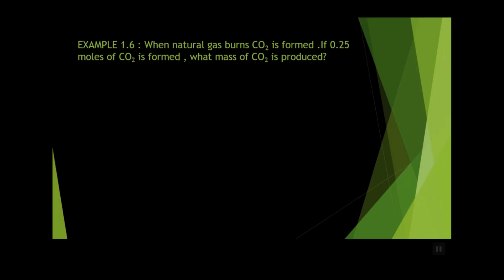When natural gas burns, CO2 is formed. If 0.25 moles of CO2 is formed, what mass of CO2 is produced? In this example, 0.25 number of moles are given of CO2, carbon dioxide, and we have to find the mass of carbon dioxide. So data, what would be the data? Number of moles of carbon dioxide is 0.25 moles and the mass of CO2, carbon dioxide, is unknown to us.